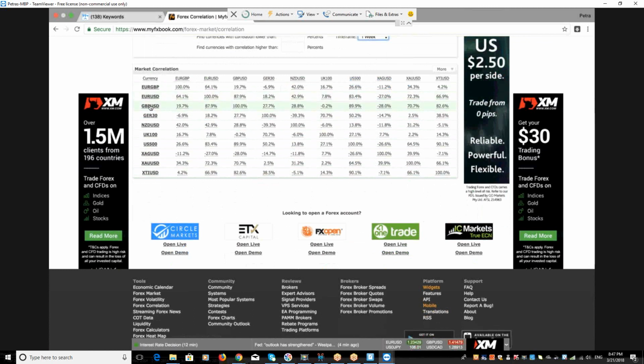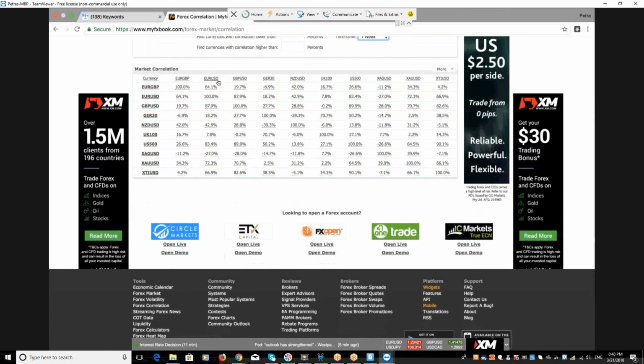So therefore, if I buy GBP and buy Euro USD, I'm actually taking the same trade in effect, because as one goes up, the other is going to go up. So if I buy these two at the same time, I'm doubling my risk. I remember back in the days when I first started trading, I would see a setup on the GBP USD and I would see a setup on the Euro USD, and I would take both trades, not realizing that they're actually the same. Now, however, how to get around this?